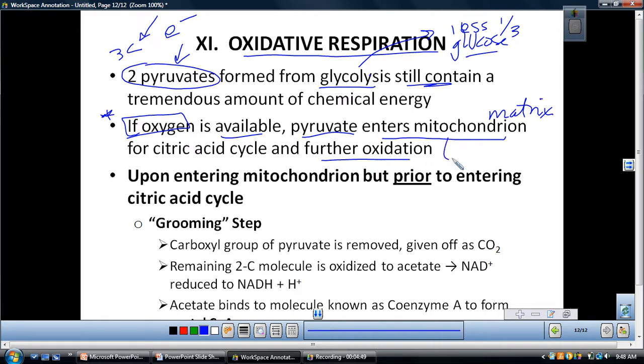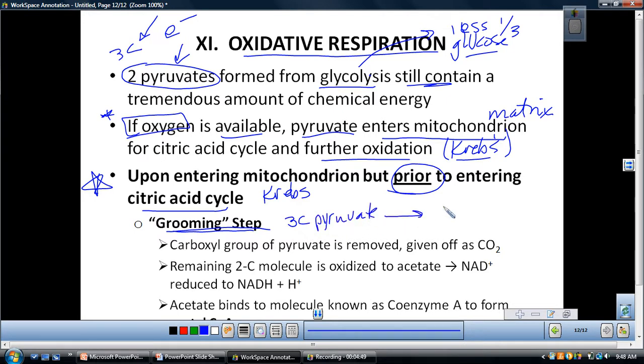But before we get to Krebs, which is where we're going to do most of our oxidation, put a big star right here: there is a grooming step that must happen prior to entering the citric acid cycle, or the Krebs cycle. This grooming is really important because we're going to take a 3-carbon molecule, which you know is pyruvic acid, pyruvate, and break it down into a 2-carbon molecule, what we call acetyl CoA. So we have to do this little grooming step. This isn't the complete oxidation, it's like a pre-oxidation, but we're going to ultimately take a 3-carbon pyruvate and break it into a 2-carbon acetyl CoA.